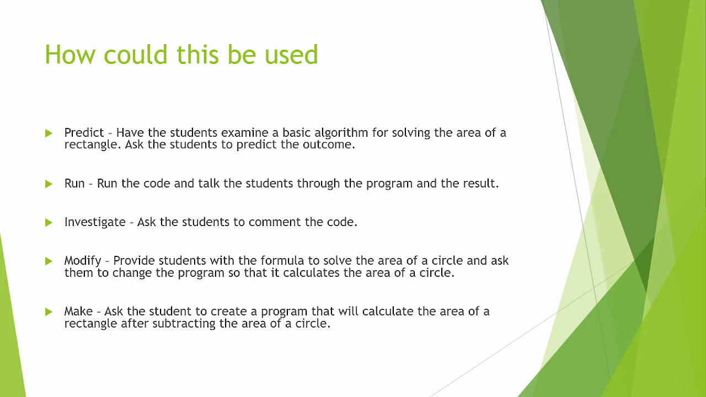Finally, I would ask the students to create me a program that could calculate how much AstroTurf I would need for my garden based on the size of the rectangle of the garden and the size of a circle flower bed in the centre of the garden. The students would use this information to calculate the area of a rectangle, then calculate the area of the circle flower bed in the middle, and subtract one from the other. This would tell them how much AstroTurf they would need to cover the garden.